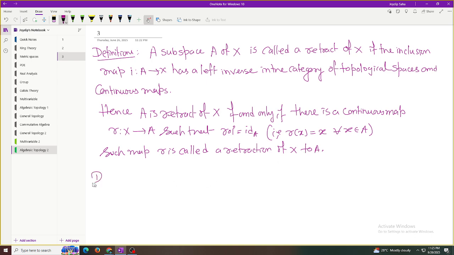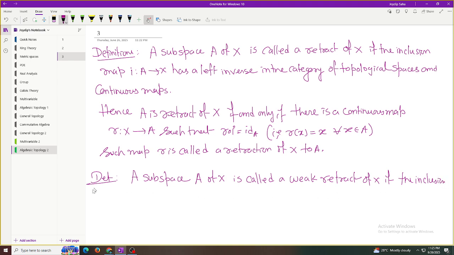A subspace A of X is called a weak retract of X if the inclusion map I from A to X has a left homotopy inverse, that is, a left inverse in the homotopy category.